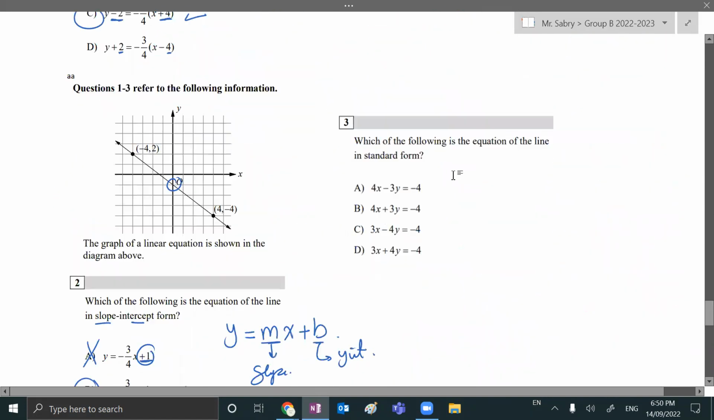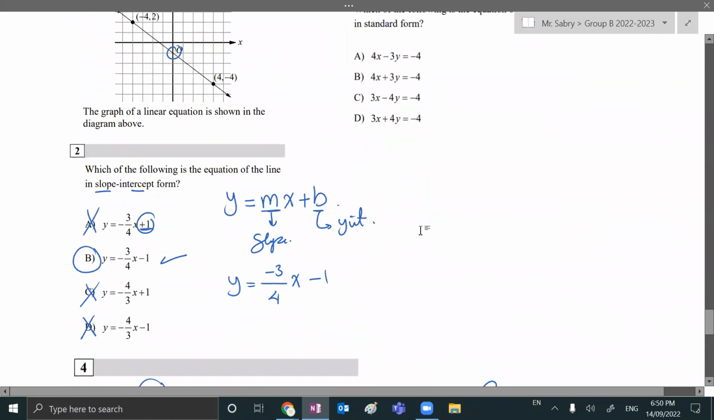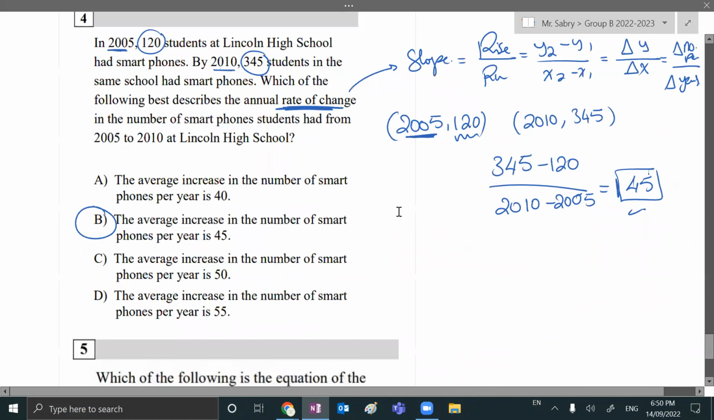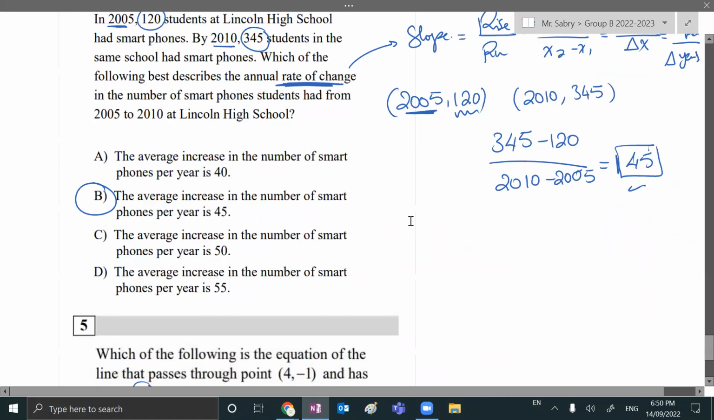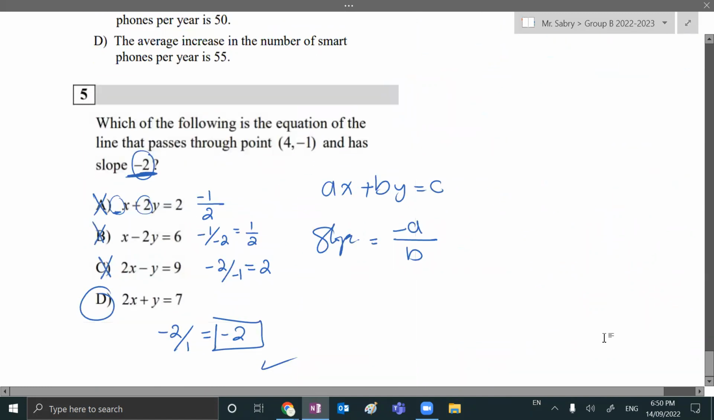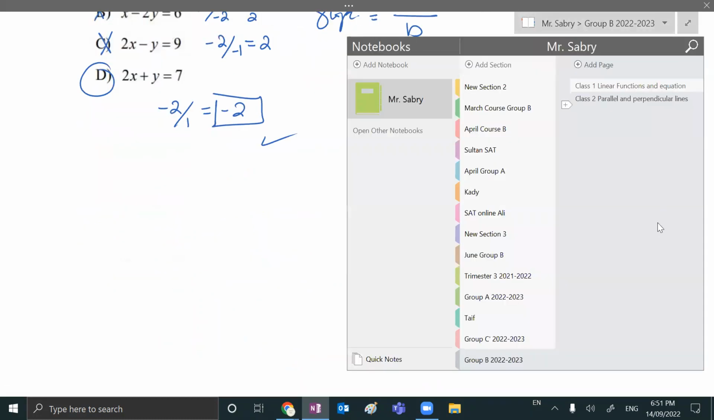We then solved questions on those where we're given a graph and we're asked to find the equation in all 3 forms. We also had questions, word problems, where we were asked to find the slope in an indirect way and to find the equation of a line passing through a specific point and has a specific slope.